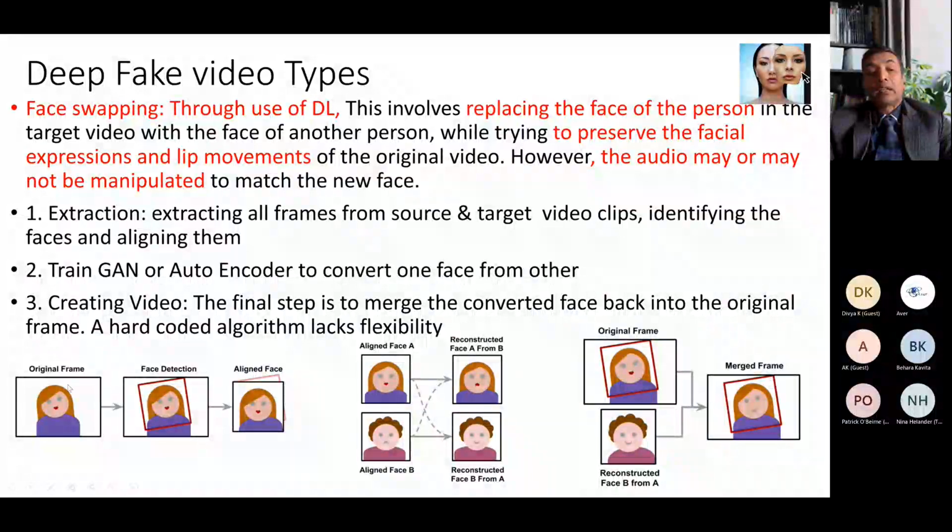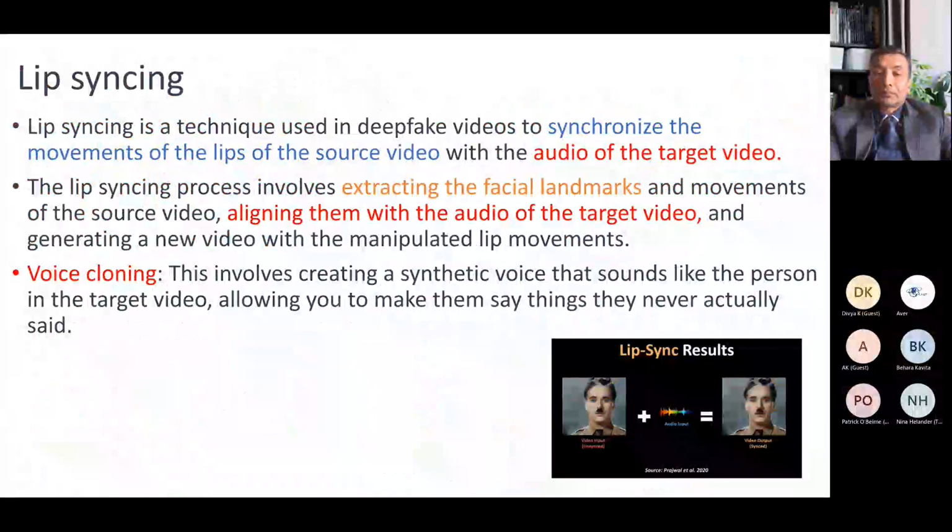For example, here, this is my original frame. I applied some image processing technique to identify the face and then align it. Now, with the help of the GAN or the autoencoder, these faces are mapped in a way that we can generate new faces with the help of face A and face B, and then we replace this face into our original video. So this is the basic idea of how you can create a deepfake video.